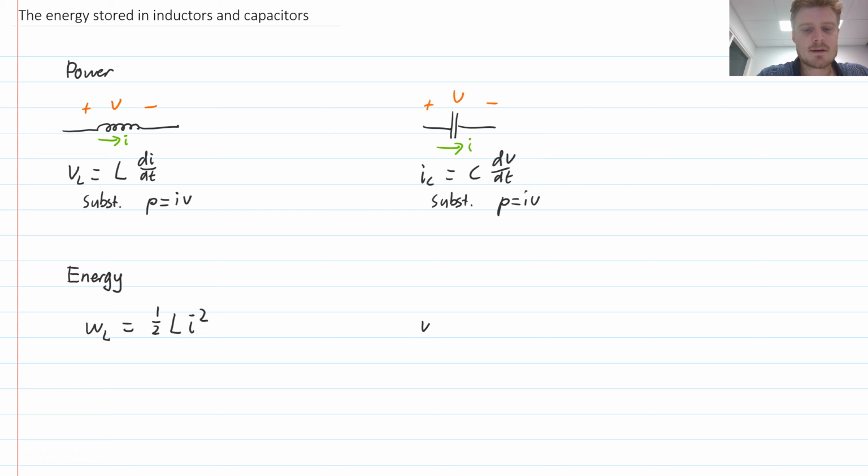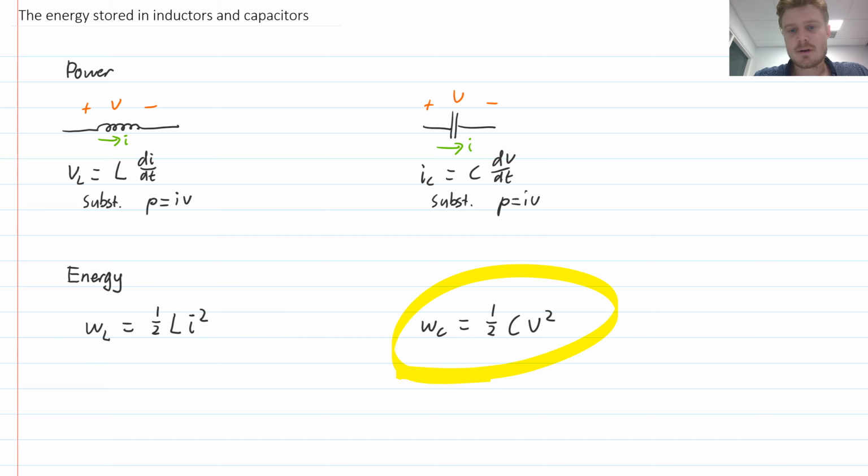And for a capacitor, the energy in a capacitor is 1/2 capacitance times voltage squared. So you can really see the symmetry or the duality between these two circuit elements. Basically, in an inductor, if you have current flowing, then there is energy that is stored, and it's stored in the magnetic field that's inside those coils. For a capacitor, if there is a voltage across the terminals of the capacitor, then there is energy stored. And the energy is stored in the electric field.